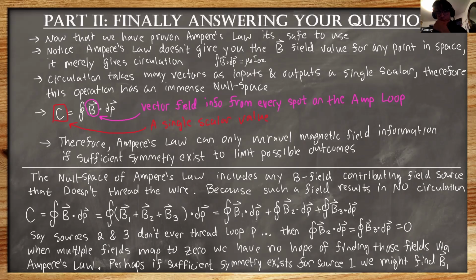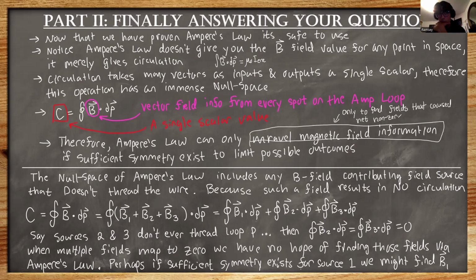So therefore, Ampere's law can only unravel magnetic field information if sufficient symmetry exists to limit possible outcomes. Interesting. And an additional thing, it can only unravel magnetic field information from fields that caused net non-zero circulation. So in other words, you can't use Ampere's law to figure out what the magnetic field caused by a wire that didn't interact with your amp loop was. That's gone forever. It's in the null space.